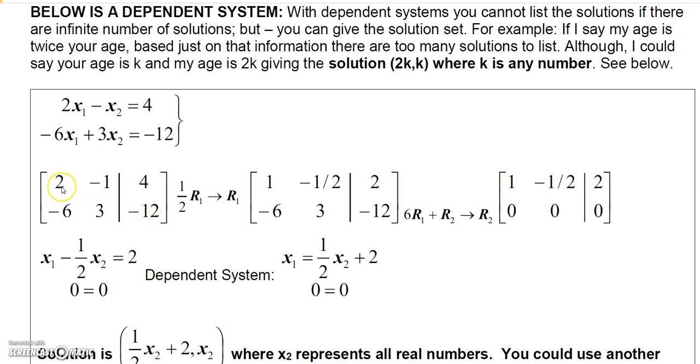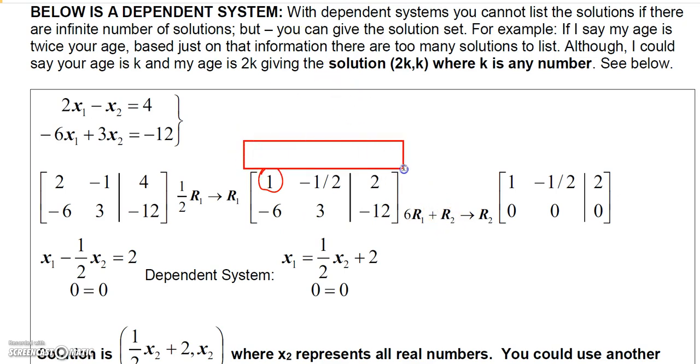Now, I want to make this be a 1, so I'm going to multiply row 1 by half. So 2 times a half is 1. Negative 1 times a half is negative 1/2, and 4 times a half would give me 2. Now I want to multiply this row by a number that will cancel the negative 6. So if I multiply this by 6 and add it to negative 6, it will cancel it, right?